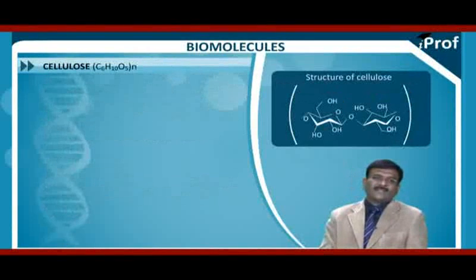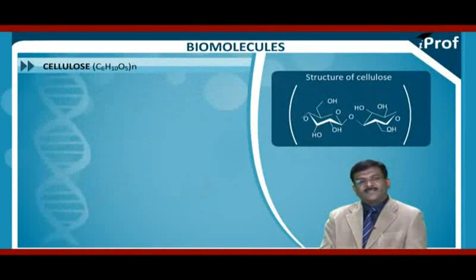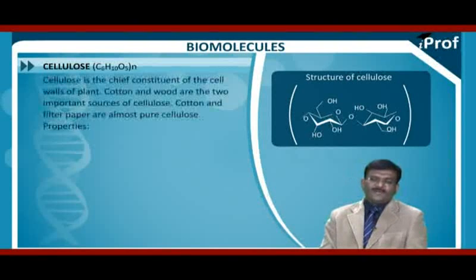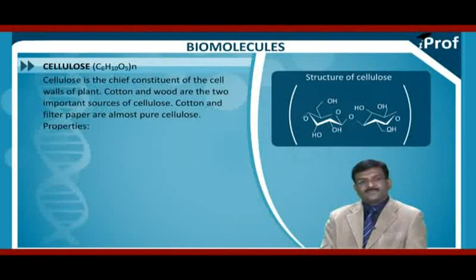Next type of sugar is cellulose. Its formula is (C6H10O5)n. Cellulose is a chief constituent of the cell walls of plants. Cotton and wood are the two important sources of cellulose. Cotton and filter papers are almost pure cellulose. Now the properties: cellulose is a colorless, amorphous, fibrous substance.